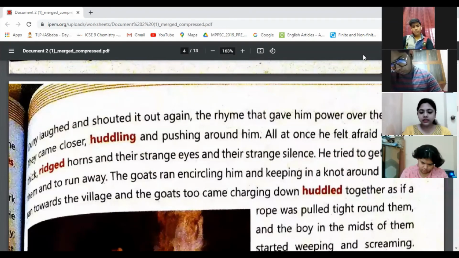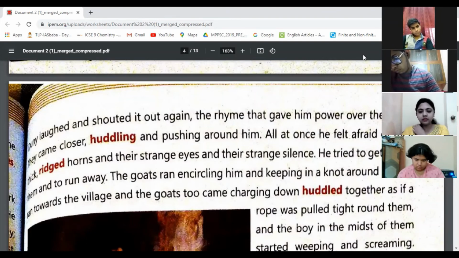So on seeing this, the villagers came out of their houses, and on seeing Duni crying and screaming in the middle of the goats, the villagers started laughing.